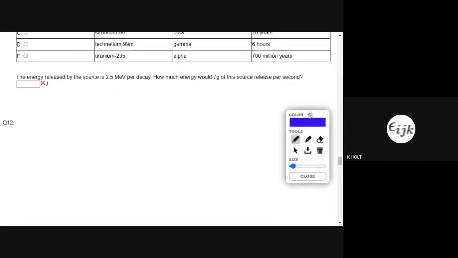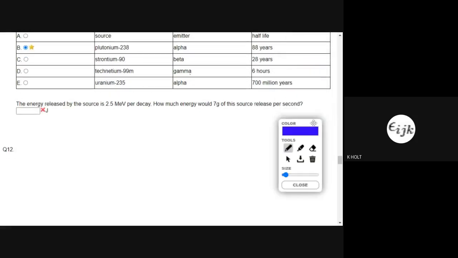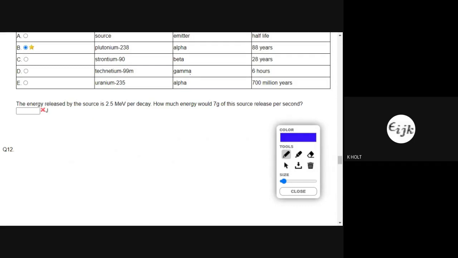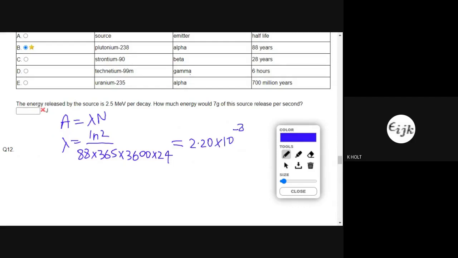7 grams released per second. Well, let's find out the activity first. That's going to be lambda N. Now, lambda is ln 2 divided by the half-life, which we said was 88 years. So let's get that into seconds. So just working that out. And that gives me 2.20 times 10 to the minus 8 per second.